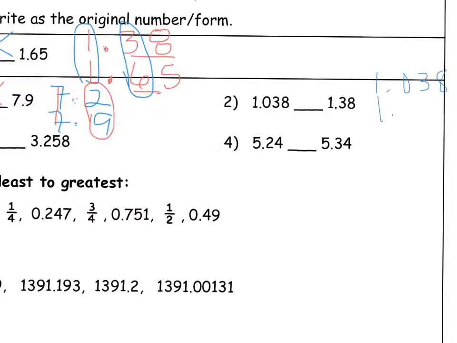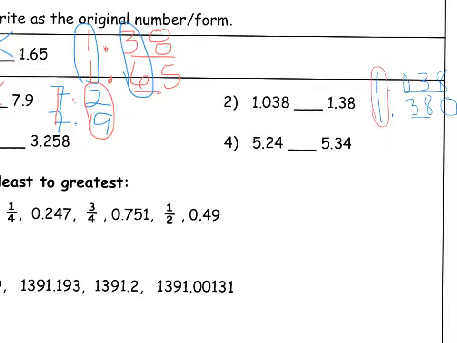And then you notice that I have 2 decimal places here and 3 decimal places. So I have to add a 0 so that each value has the same number of decimal places. Now I can compare. So first of all, I'm going to start to the left.